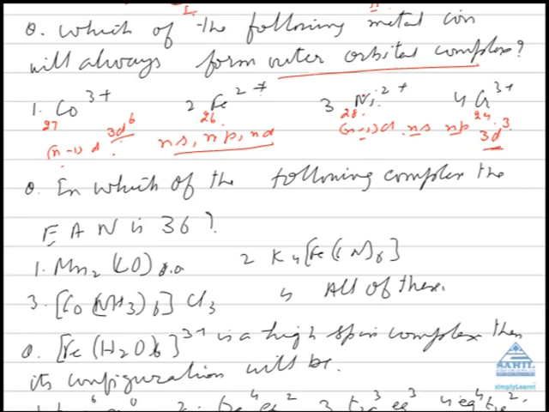So some complexes will be outer, some will be inner. But in the case of nickel, 3d8, all the d orbitals will be filled, and for the formation of a complex we require a vacant orbital. Hence the answer will be nickel only.